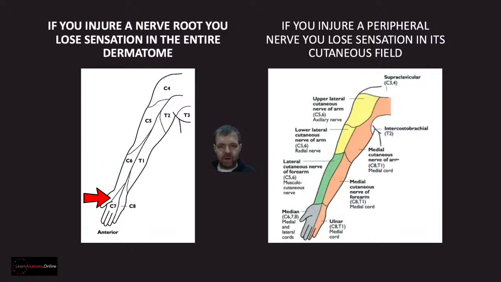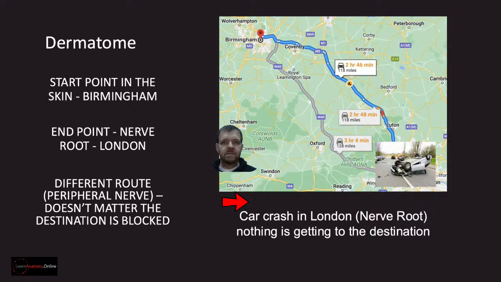Down into the thumb as well, because the median nerve will be trying to send information from the thumb up to the neck, but if there's a blockage at the neck, nothing's getting through. And the same with this area here, nothing's getting through. So if it's a whole area, then it's more likely to be nerve root. If it's a specific patch, it's more likely to be cutaneous nerve. But either way, they still need a neuro assessment to see what's going on.